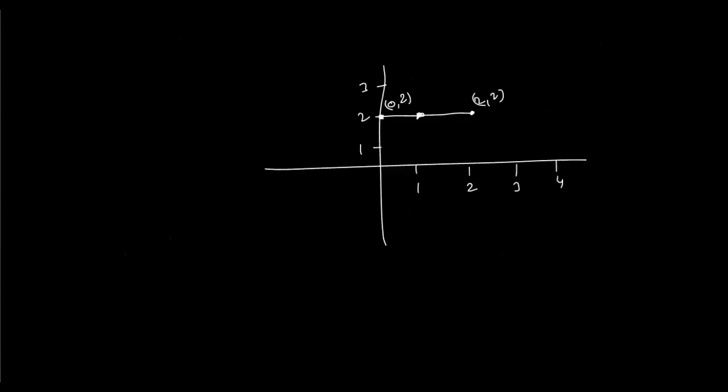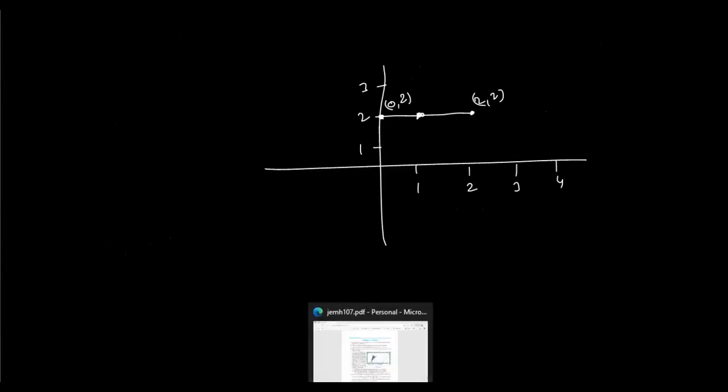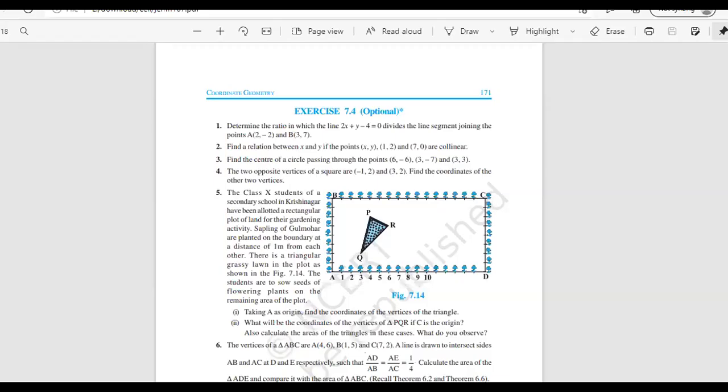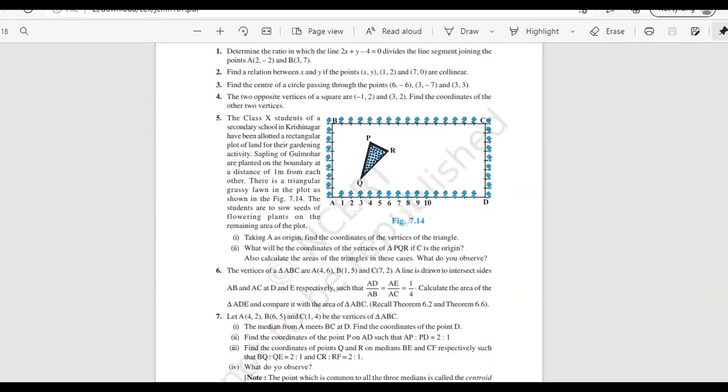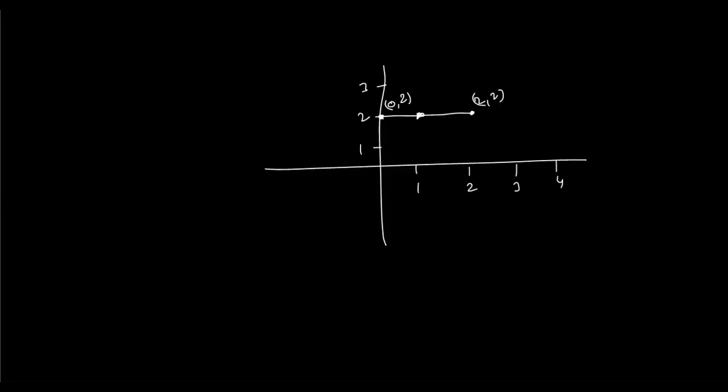Okay. And in the next questions that we are going to have is how to solve these problems. If the two opposite vertices of a square are given to you and you have to find the coordinates of the other two vertices. So how can you find out the coordinates of the other vertices of the square if the coordinates of two opposite vertices are given to you? So you know that in squares what is common. Let me first explain you this one.